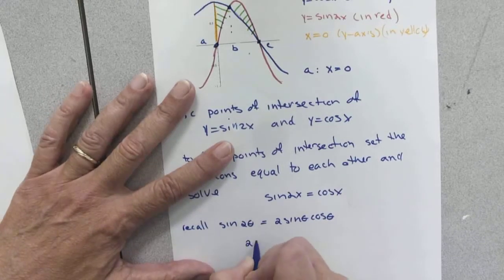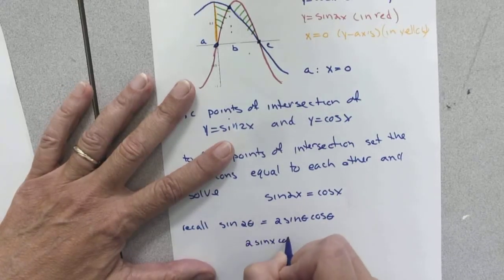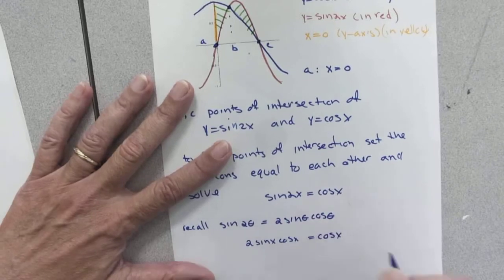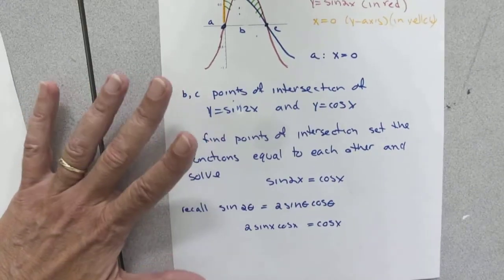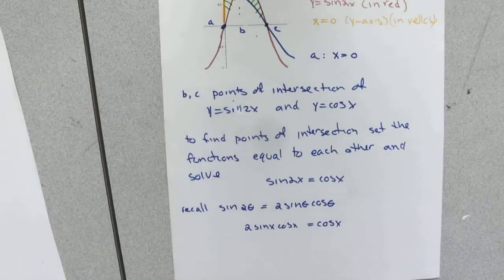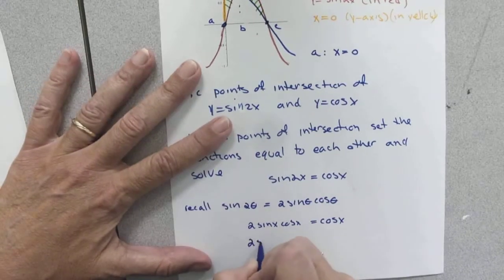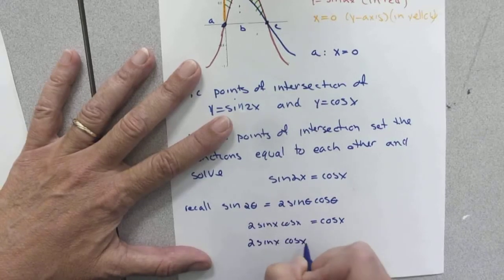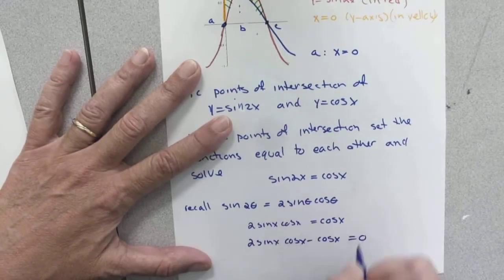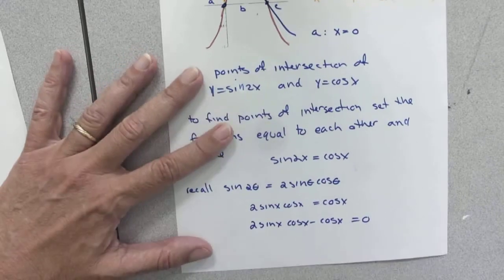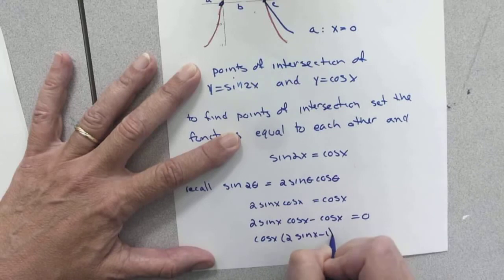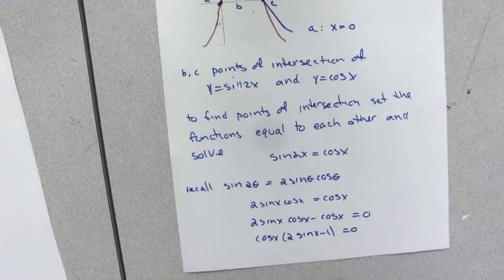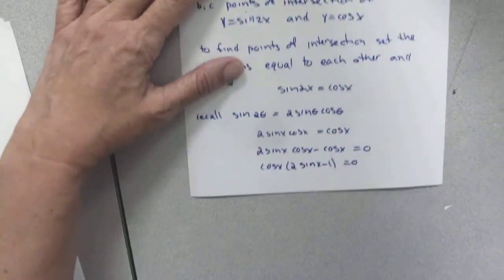So our problem becomes 2 sine x cosine x equals cosine x. One of the standard tricks for trig equations when I have two trig functions in there is to see if you can use some factoring. So I'm going to set it equal to 0, and then I can factor out that cosine x, leaving behind 2 sine x minus 1 equals 0. And now it's factored and equal to 0.